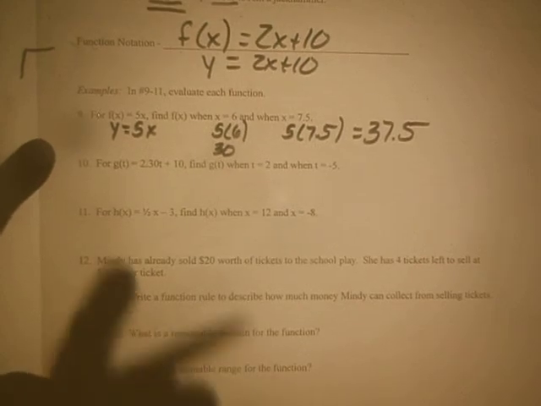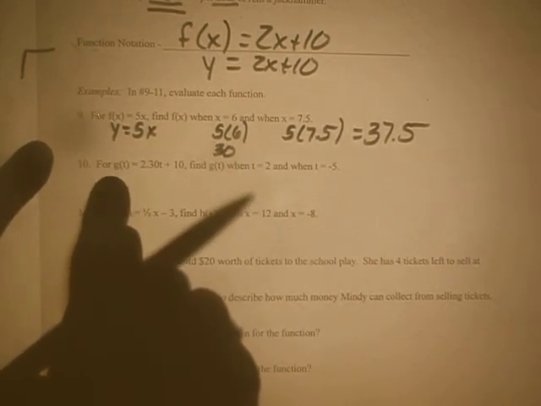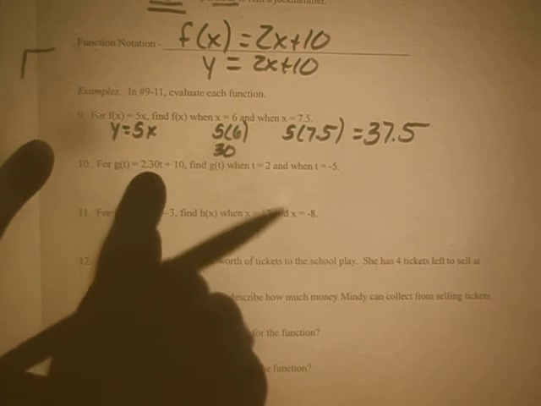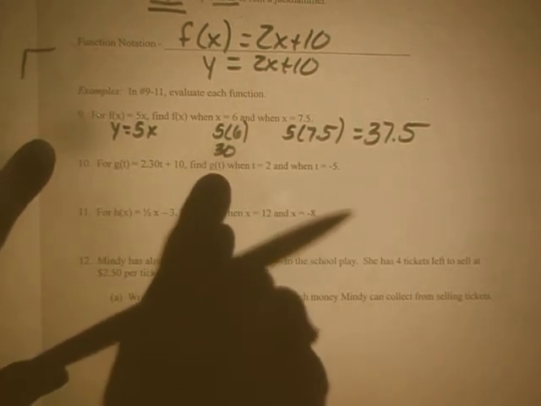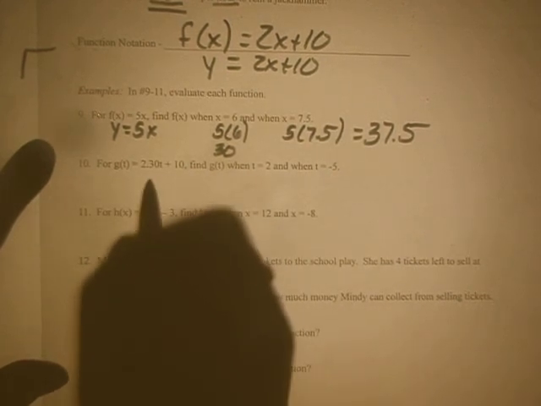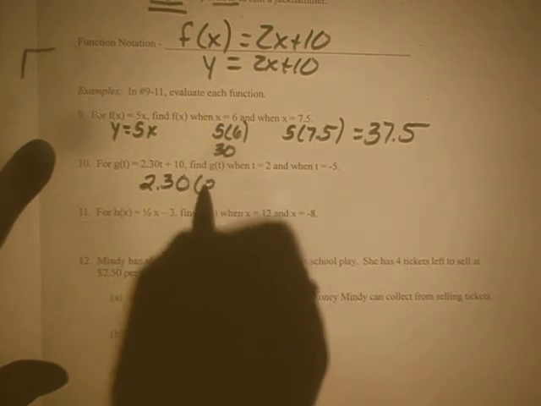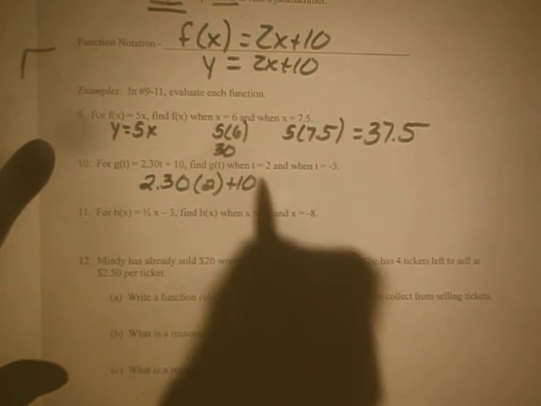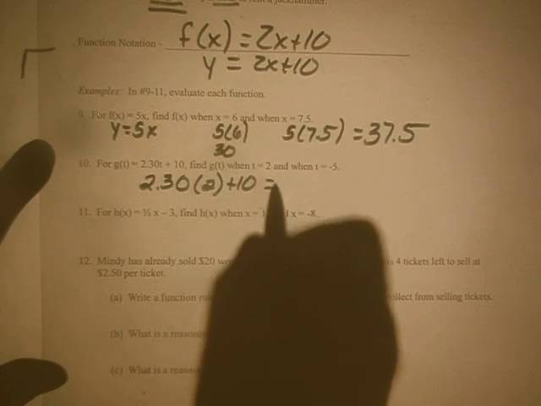Number 10, they switch letters around just to show you that you can use different letters. g(t) = 230 + 10. And we want to find g(t) when t equals 2 and t equals negative 0.5. So we will do 230 times 2 plus 10. And when you multiply that out, I believe you get 14.6.